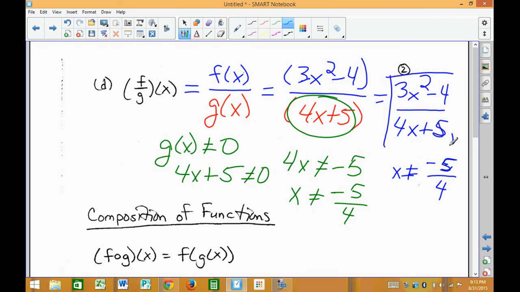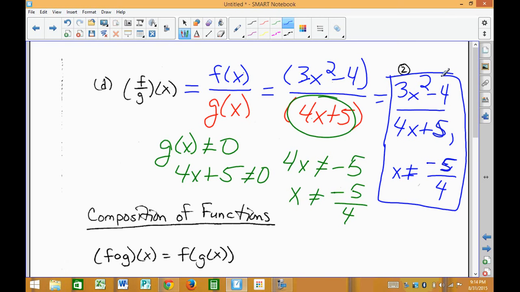So, x cannot be negative 5/4. We have to tell someone that this is a bad idea, to put in negative 5/4, because if we did, then we would get a 0 on the bottom, and that would cause an undefined situation, which we do not want.